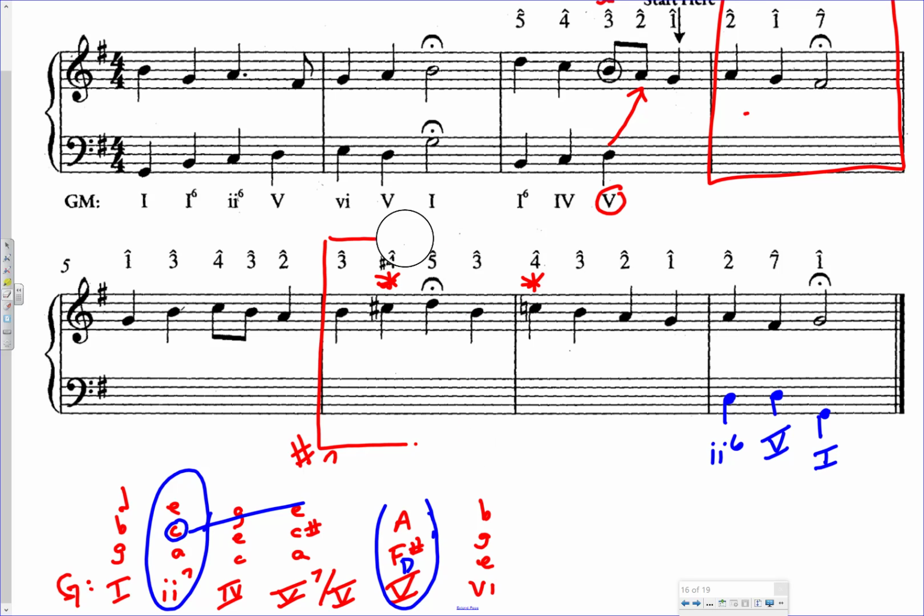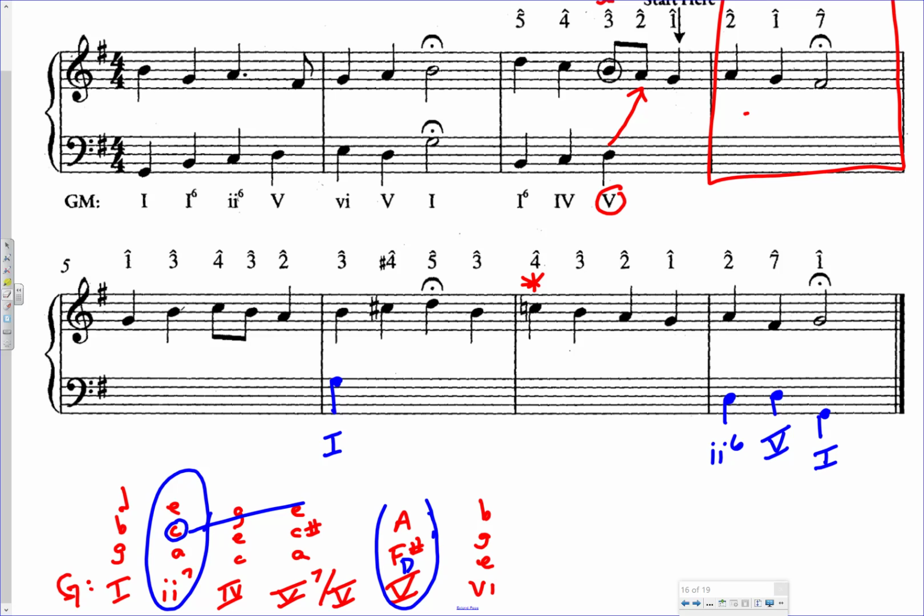I'm going to erase this. And I want to start here on beat 1. I have a B in the soprano. So B is found in the tonic chord. So for now, what I'll do is this. And I'll call this 1.